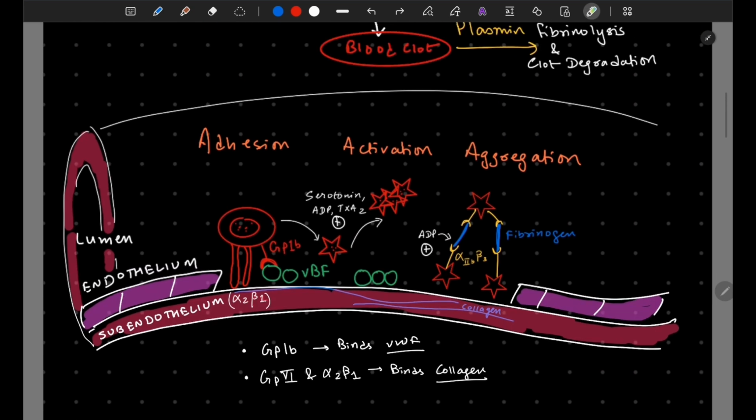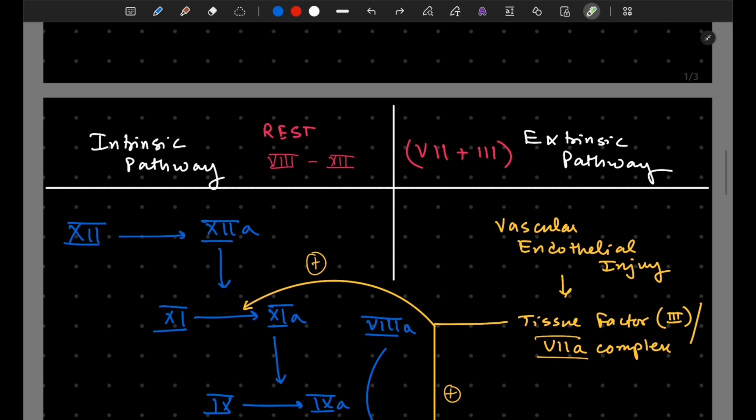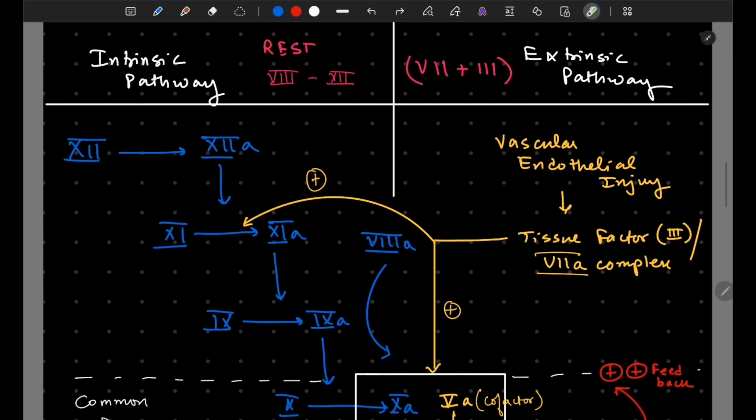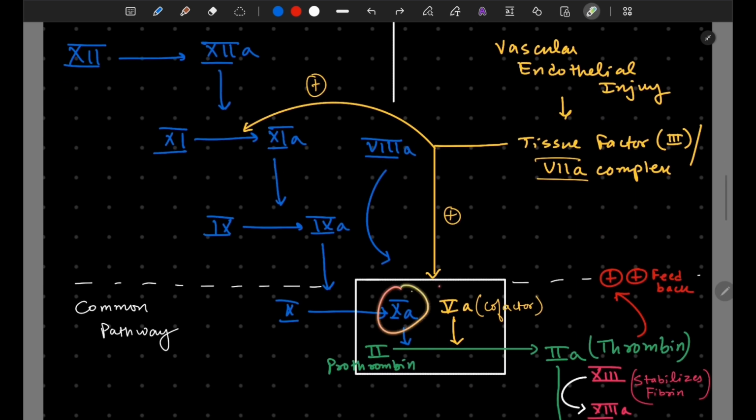All these pathways go side by side along with the coagulation cascade, where the intrinsic and extrinsic pathways go hand in hand. The extrinsic pathway, due to the vascular endothelial injury, causes the release of tissue factor 3, which gets activated into factor 3a, along with factor 7a, gets into the common pathway and activates factor 10a.